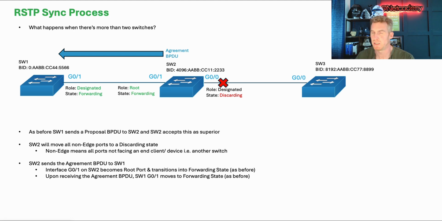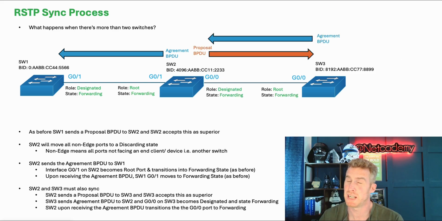as well. So just like before, as we just went through, this is the same minus the other interface connecting to SW3. For now, that is discarding, but the link between SW1 and SW2, for all purposes, is up and running in terms of RSTP. They're forwarding traffic, but now we need to enable that link. RSTP needs to enable that link between SW2 and SW3. And so at this part, really the same process takes place.